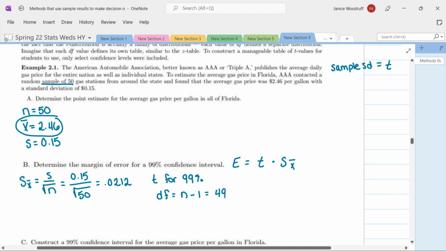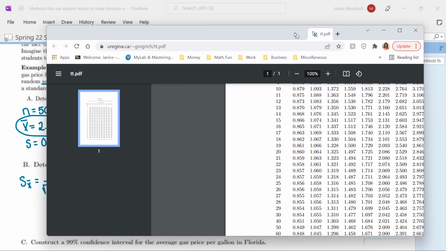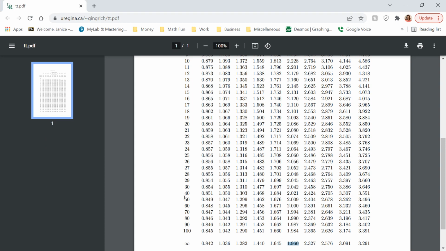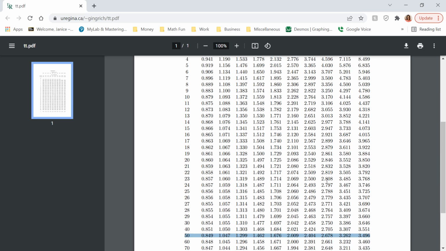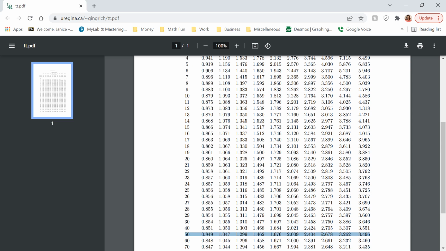Okay, now if I am using the chart, I don't need to do anything further. I just go to the chart, and I say, well, I don't have 49 on here, so I'm going to use the row for 50. And I wanted 99%. So 99, see this says 99.8, 99. Ignore those. So 99% right here. 2.678.